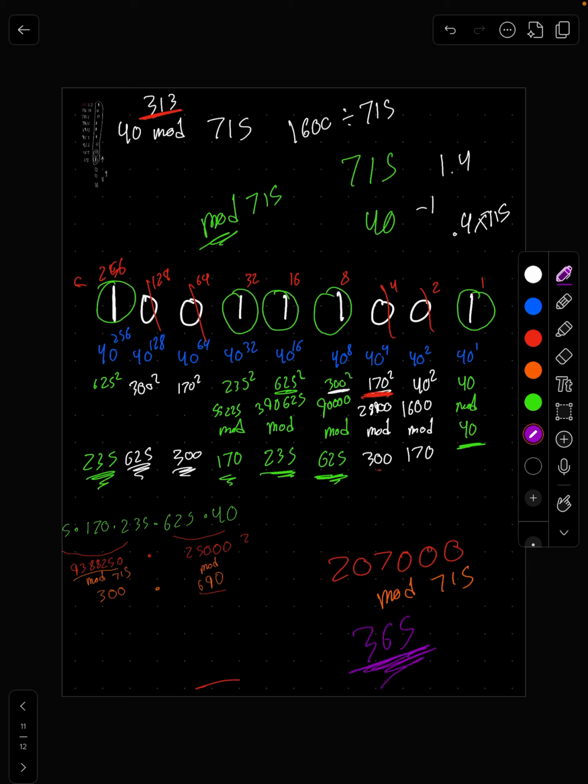So this is our answer. This is mod of 40, or 40 to the power of 313, mod 715 is equal to this number right here. That's the correct answer. And if they ask you for what's missing, you know that it's this number, this one, this one, this one, and this one. These are the important numbers that are relevant to how you get 313. So that's how you do this using binary.